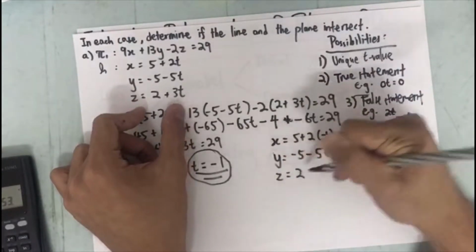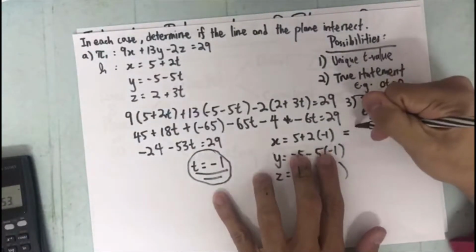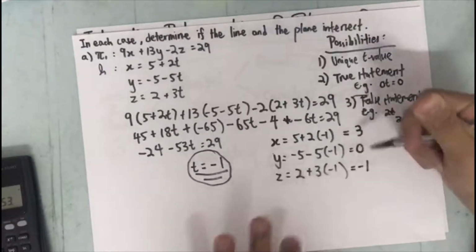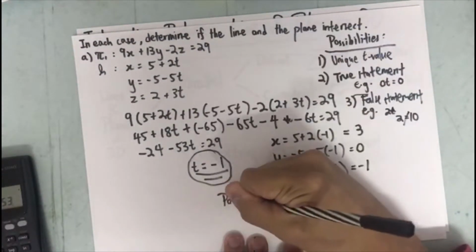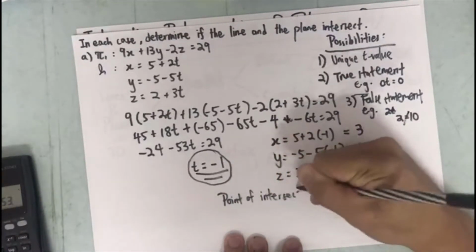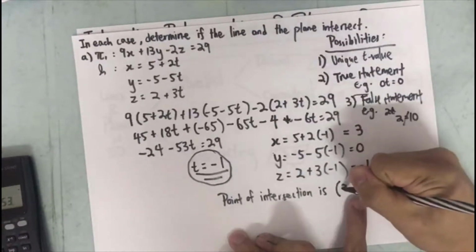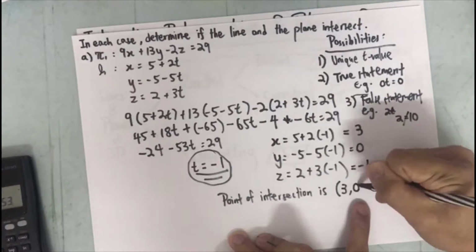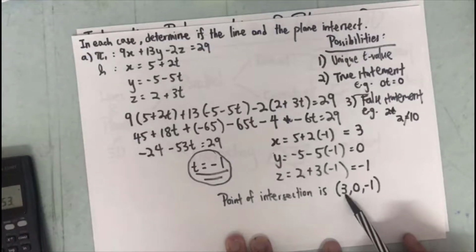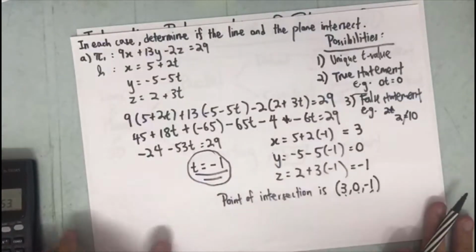Z equals 2 plus 3t, which equals negative 1. Therefore, the point of intersection is in coordinate form because a point is a coordinate. 3, 0, negative 1. This is the x, y, z coordinate of the point of intersection.